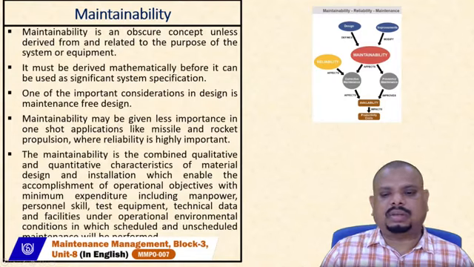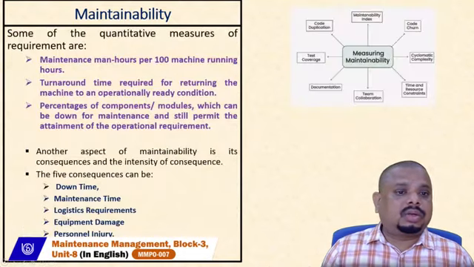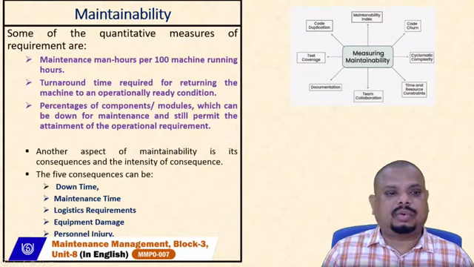To increase the lifespan of the machine and equipment, scheduled and unscheduled activities, known as maintenance, will be performed. So moving to the next one. Here some quantitative measure requirements are given, for example, maintenance man hours per 100 machine running hours. Then you have to calculate the turnaround time required for returning the machines to operational ready conditions.